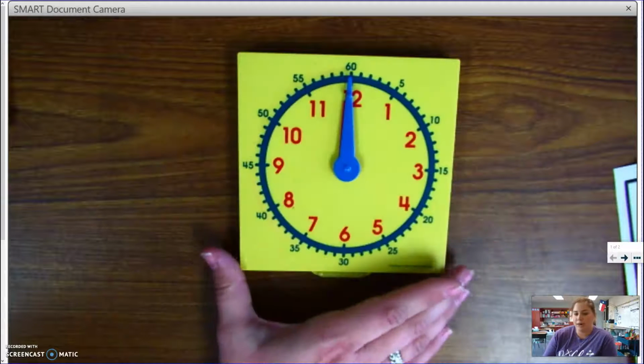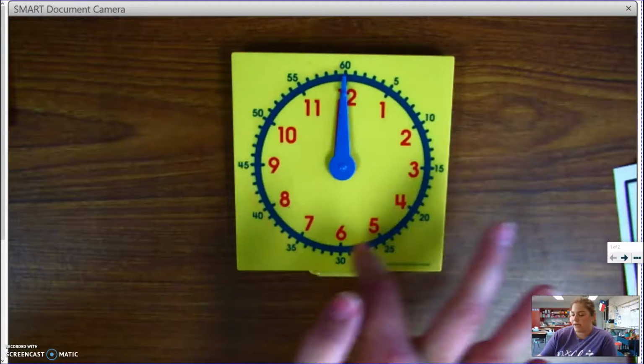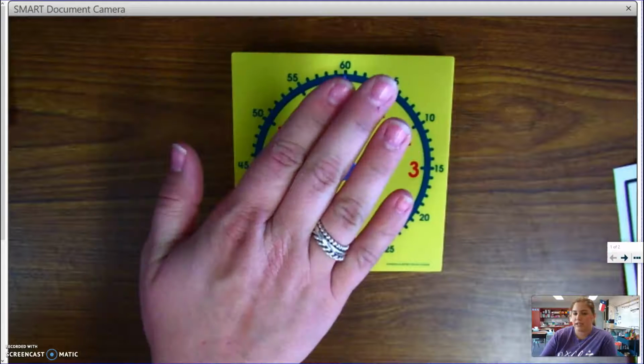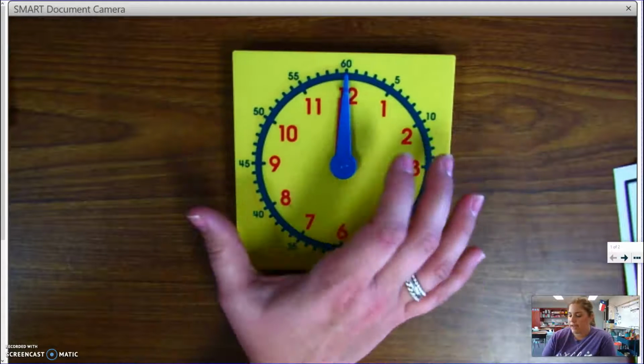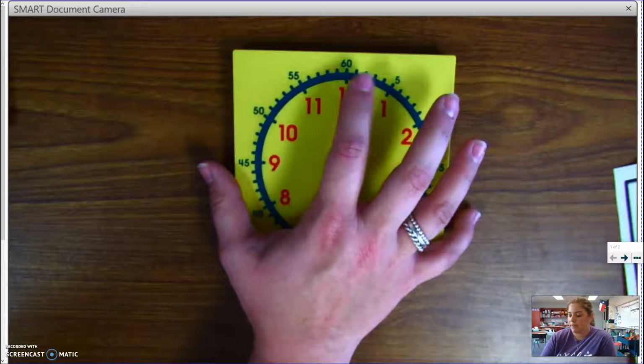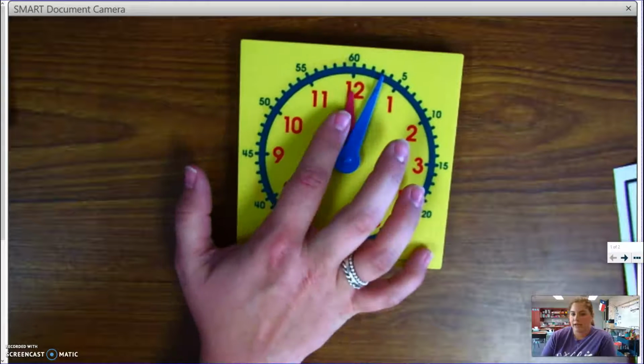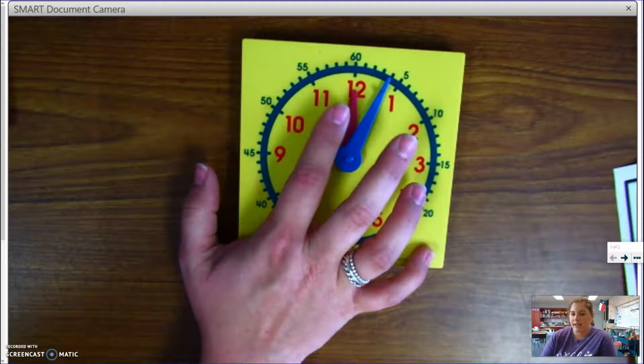We're going to talk about the parts of the clock today. So this round part and everything in it is the clock face. Your clock has two hands. Your longer hand is your minute hand, and your shorter hand is the pink hand, the hour hand.